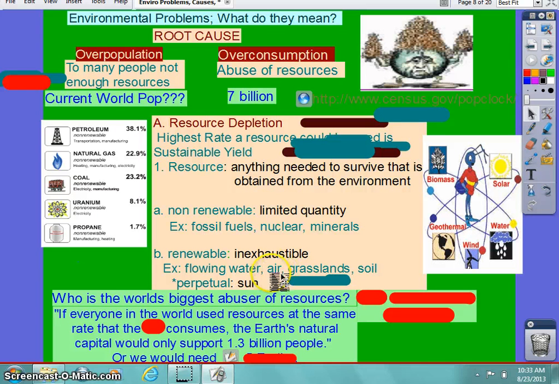All right, perpetual resource has a little star also. It's the sun. I've seen that question come up on the AP exam. It's not renewable, it's not non-renewable, it's perpetual. It has its own category. And obviously without the sun there's no life. So who abuses Earth's resources more than anyone else? Mankind. What kind of man? Humans.